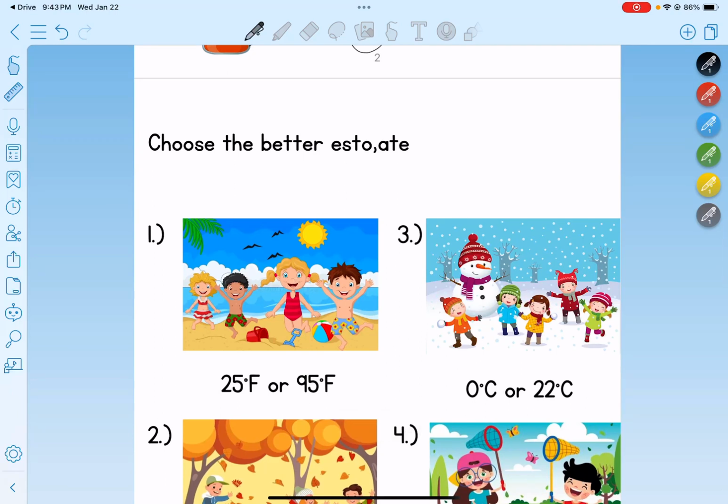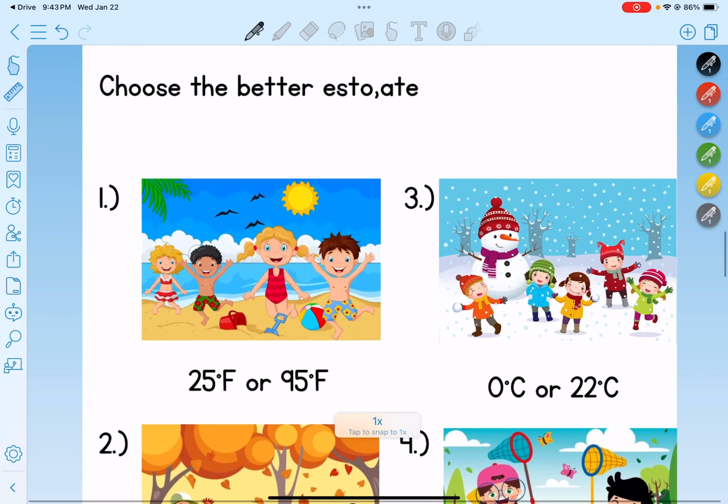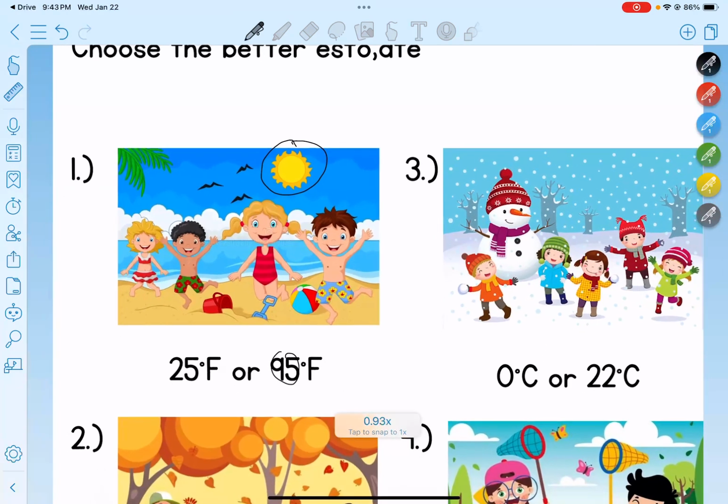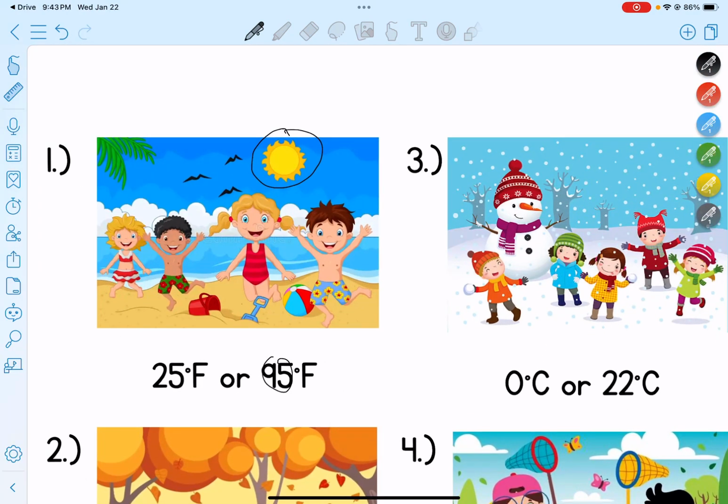Choose the better estimate. Okay, so it's sunny. We could see that it's sunny, and for Fahrenheit, the higher the number, the hotter it is. 25 would be really cold, whereas 95 is really hot. So the answer is 95.